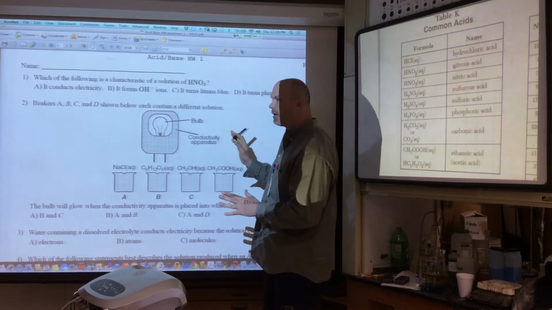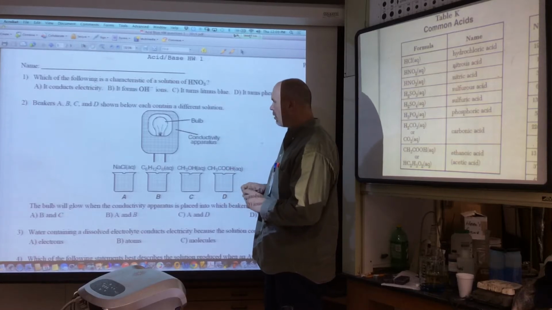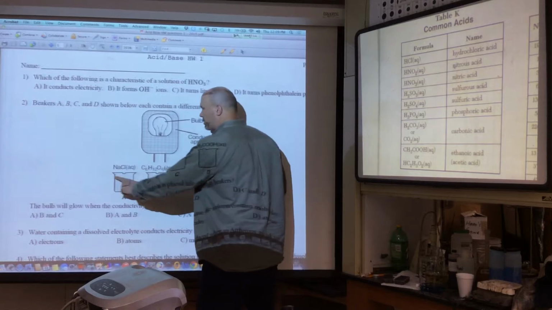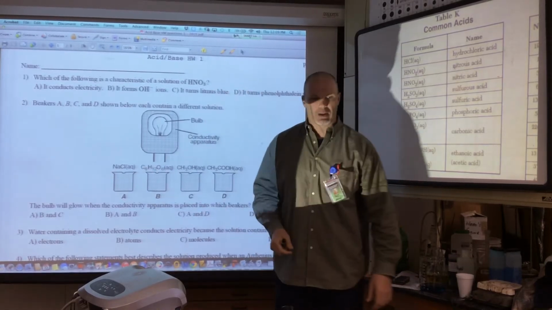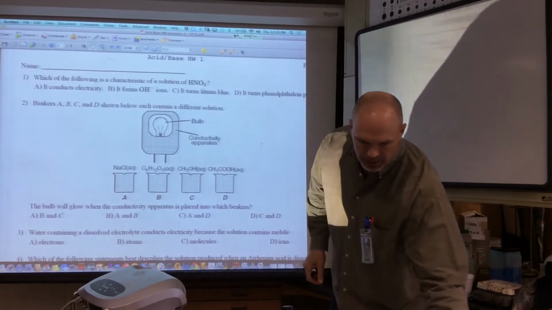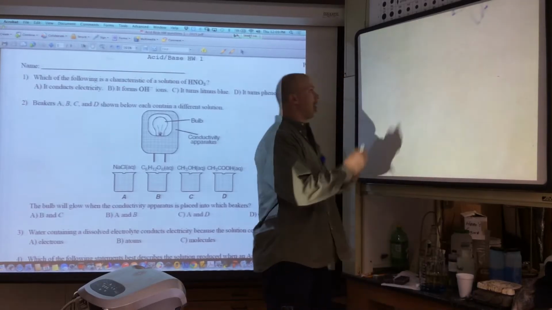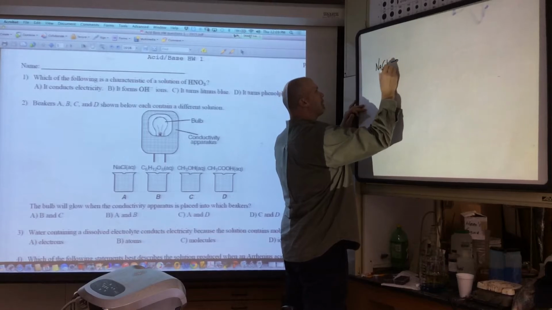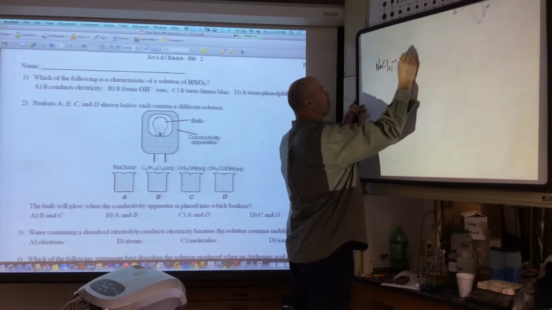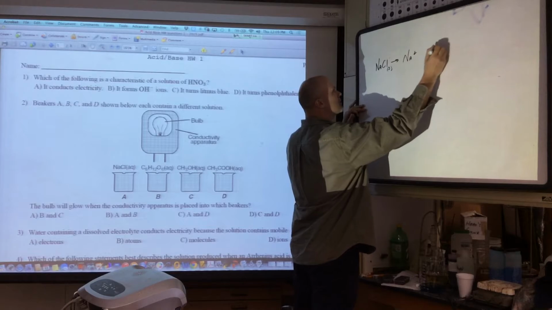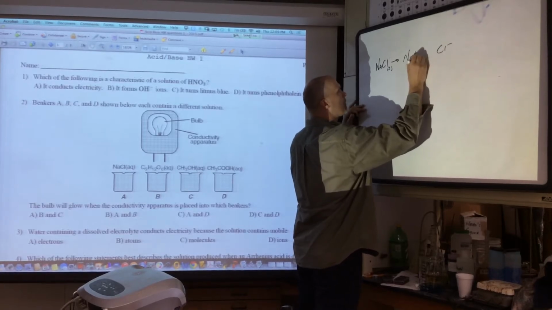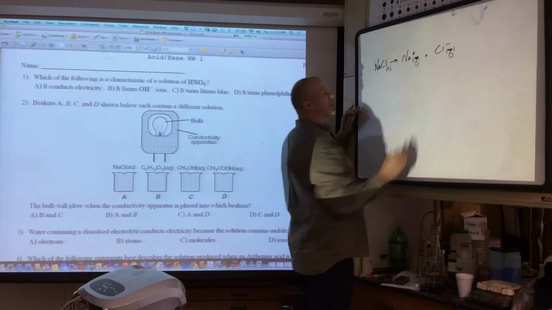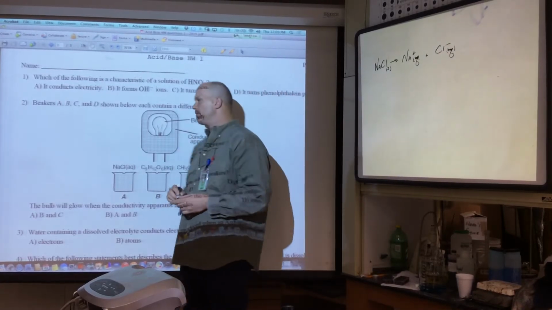Number 2 is kind of tricky, so I want to make sure I go over it, although most of you did okay with it. NaCl is our salt. Clearly, that is something that will conduct electricity. Why? Because NaCl, like all ionic compounds, if soluble, will break apart into its ions. And free ions in solution are what conduct electricity. We've talked about it. I've drawn that.